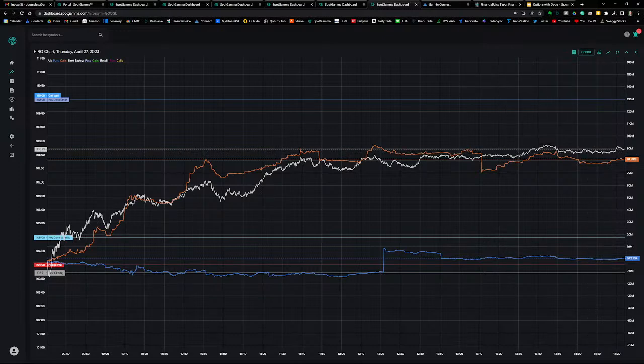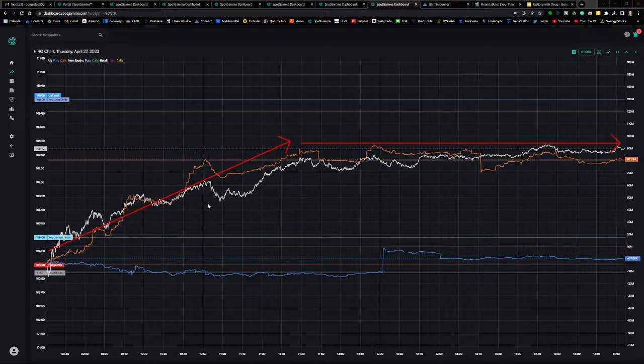And note, as Hero has leveled off here, traders have stopped buying calls. Price has leveled as well. So price was rising aggressively as traders were aggressively buying calls. And note the call wall target at 110. And price reversed higher at the 104 hedge wall.